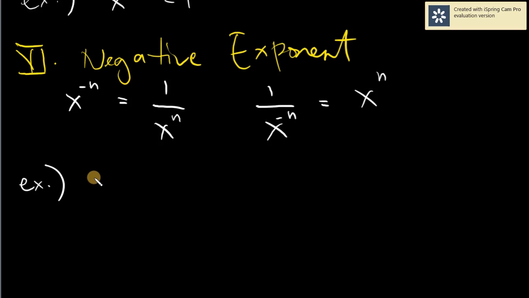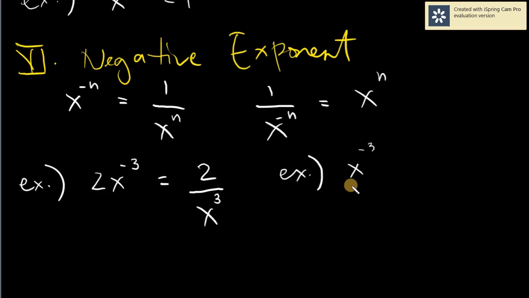Anyways, say we have 2x raised to negative 3. So what would happen here? 2 has no negative exponent, so it will retain. But x raised to negative 3 would become x raised to 3. Another example: say I have x raised to negative 3 over y raised to negative 2. y goes up, x goes down, and we will have this one.